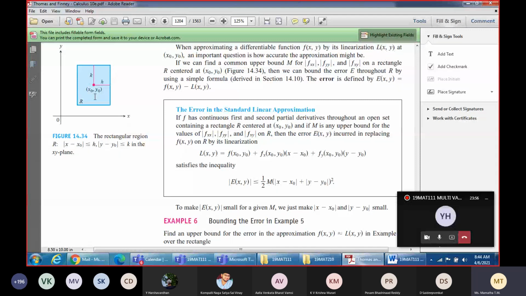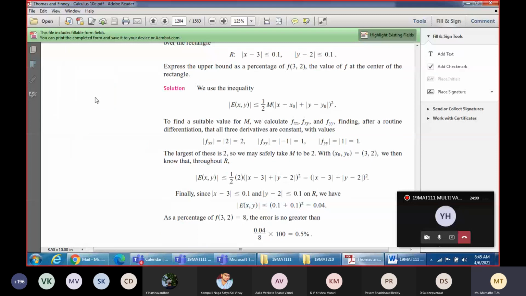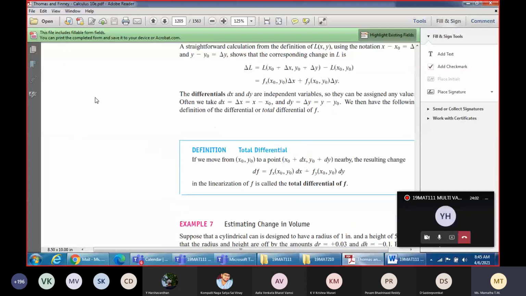then we go for the total differential concept, and it is defined as changes in f: df is equal to ∂f/∂x, that is changes with respect to x, into dx, the total change you give for the x variable, plus ∂f/∂y into dy. dy is the total change you give for the y variable. So this definition is called the total differential of a function. So df is the representation for the total differential. It is equal to ∂f/∂x into dx plus ∂f/∂y into dy.